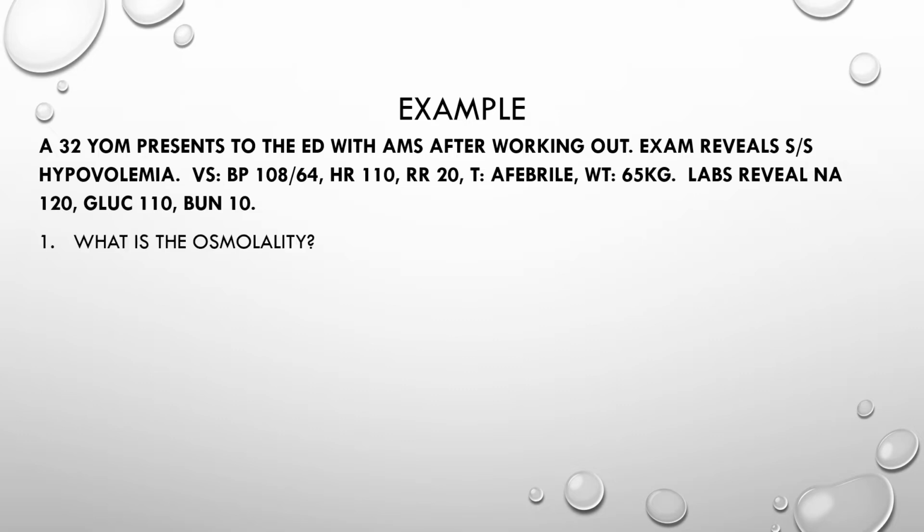So let's say you have a 32-year-old male presents to the ED with altered mental status after working out. Exam reveals signs and symptoms of hypovolemia. Vital signs reveal a blood pressure of 108/64, heart rate's 110, respiratory rate 20, he's afebrile, and his weight is 65 kilograms. Labs reveal that his sodium is 120, glucose is 110, and BUN is 10. What is the osmolality?